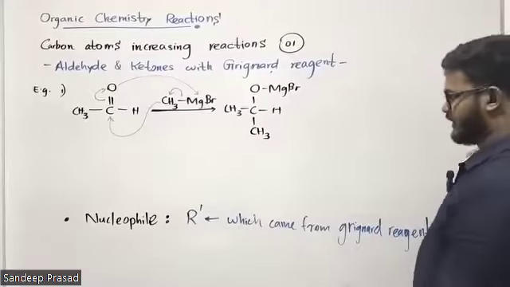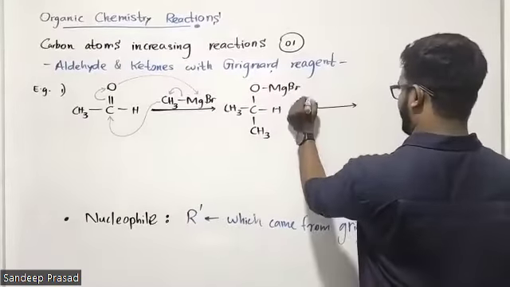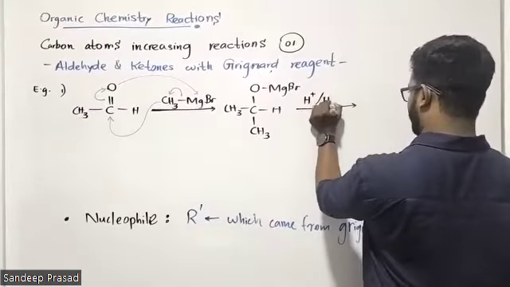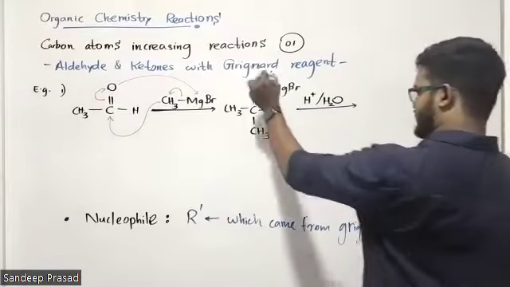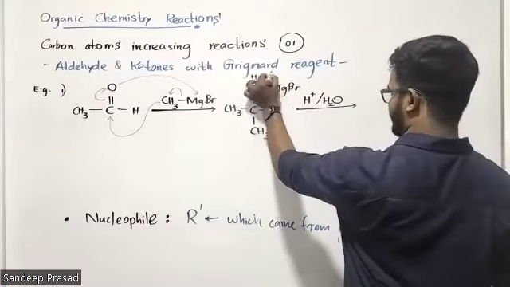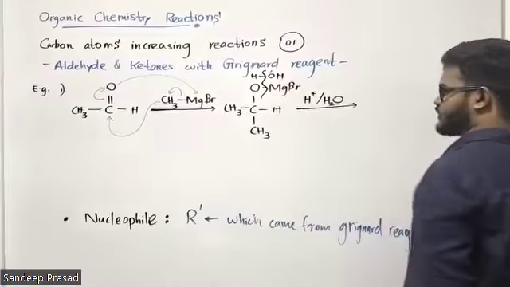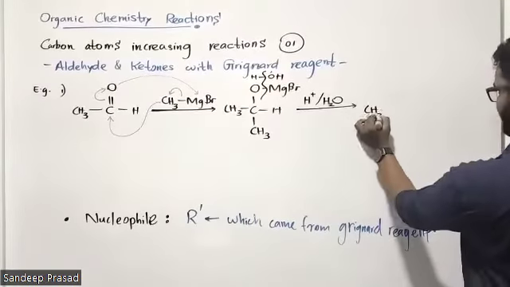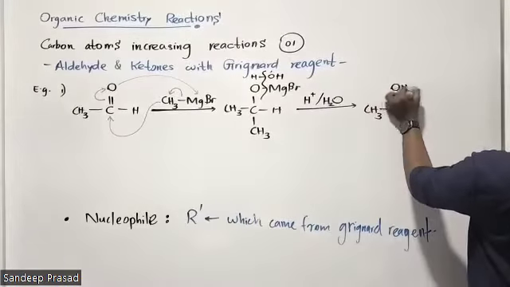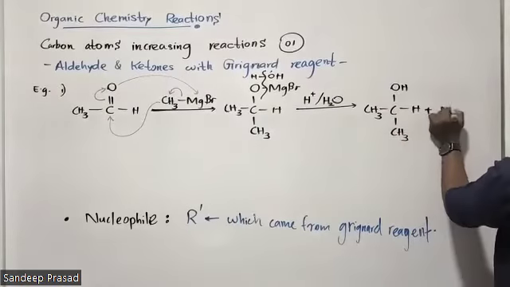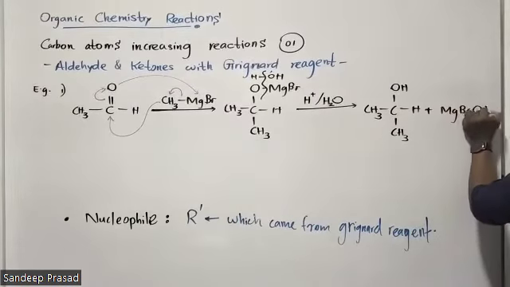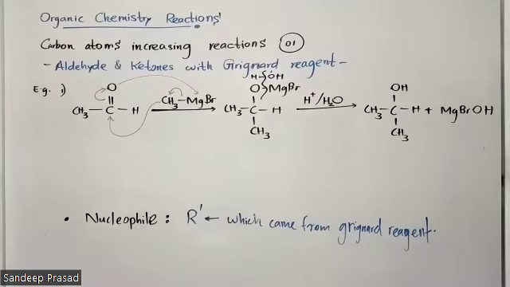Okay. Then as the second step, what we are going to do is add H3O plus, H plus H2O. Then as we discussed, hydrogen is connecting to this oxygen and OH is eliminating with this. So therefore the major product of the reaction is CH3OH, H, CH3. So the byproduct is MgBr. Can you understand?